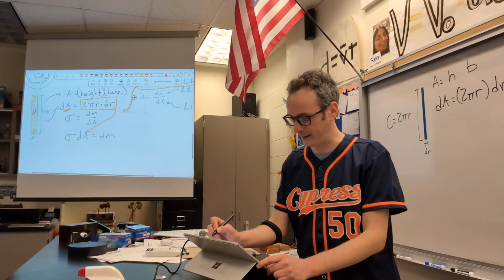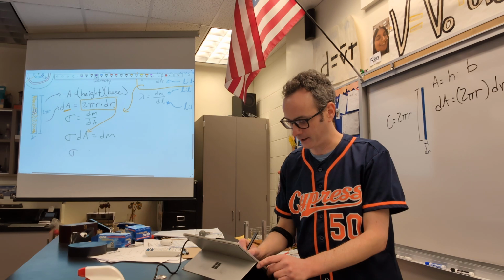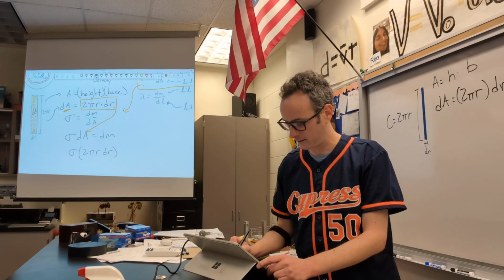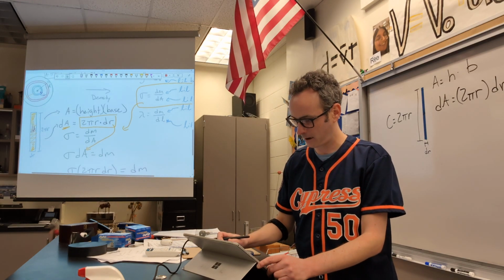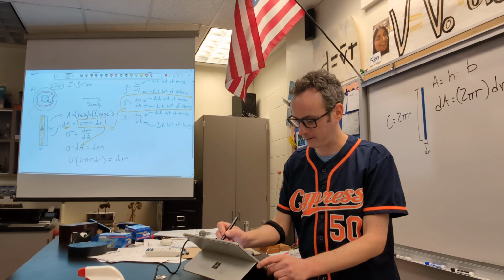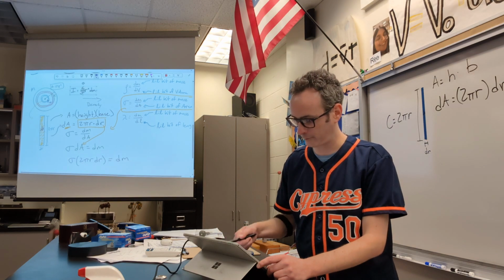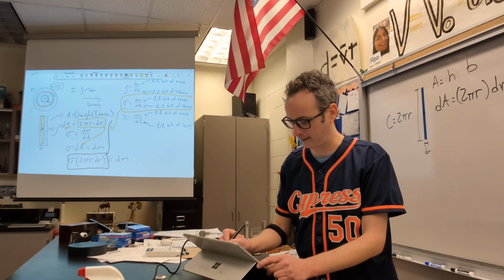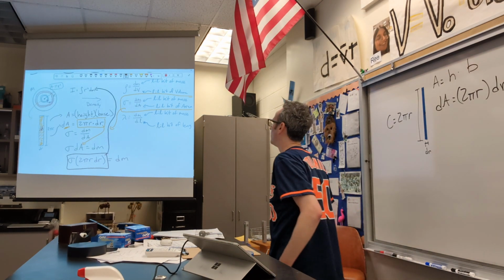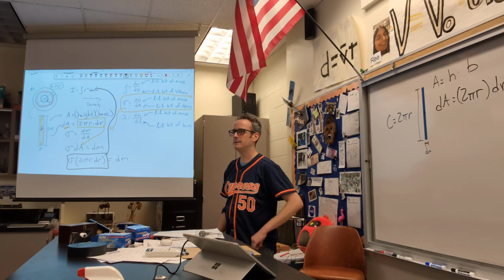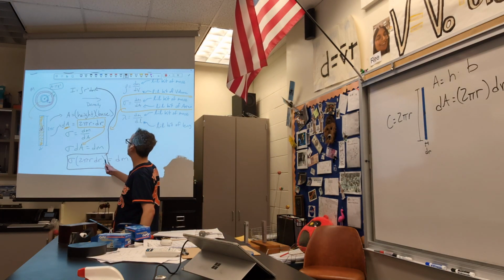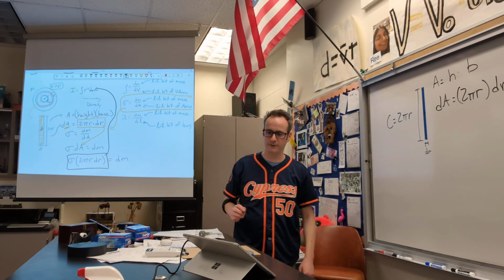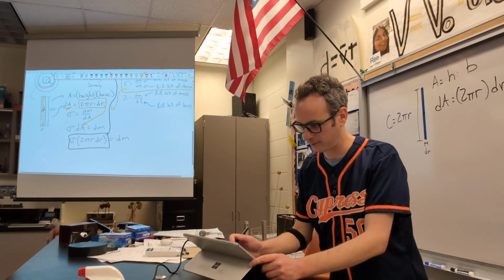So this becomes, then, sigma, instead of dA, we're going to write 2 pi r dr equals dm. And now going back up to this original thing right here, I'm going to take all of this and plug it in there, because that was the whole point. So now I basically have the moment of inertia in terms of r's, or constants.